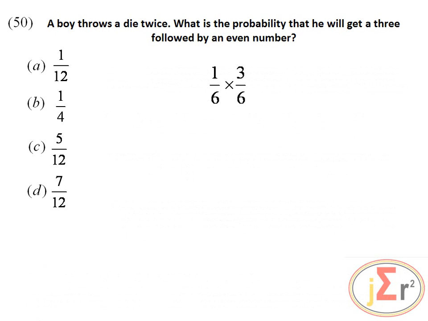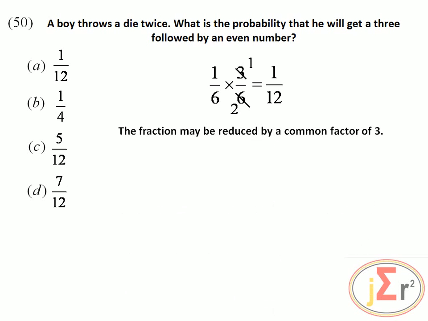Let us take a look at it on the other slide. 1 over 6 multiplied by 3 over 6, and we may reduce by a common factor of 3. 3 into 6 is 2. 3 into 3 is 1. We have 1 over 12. And that is the answer. That is represented by option A. The correct answer is option A.